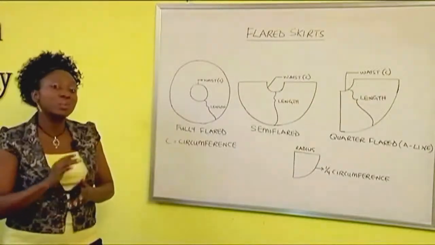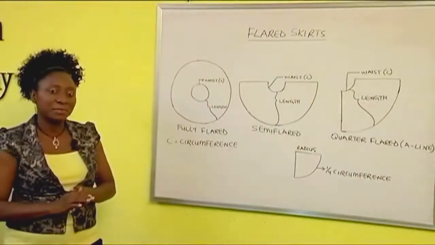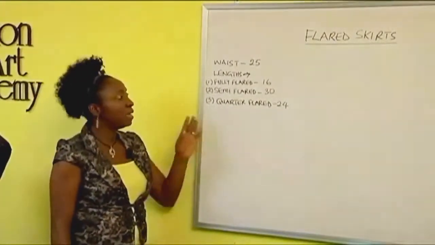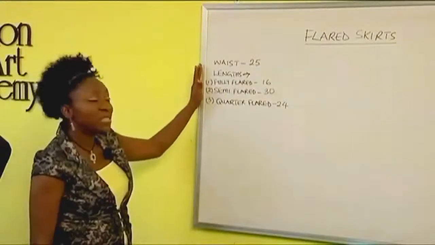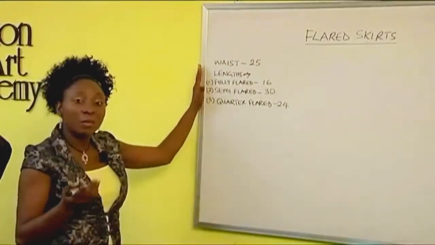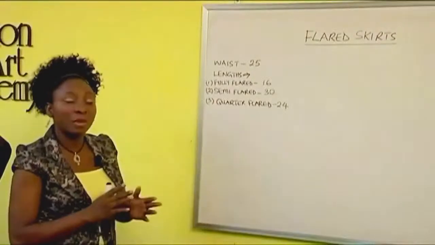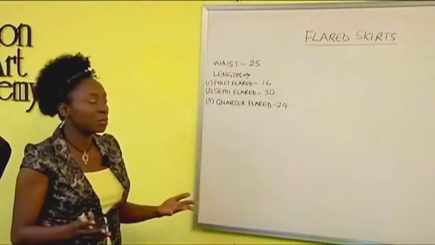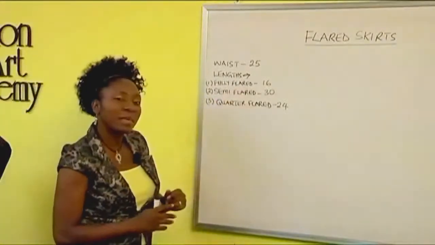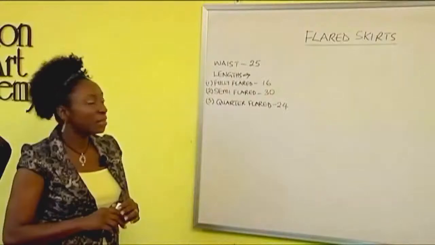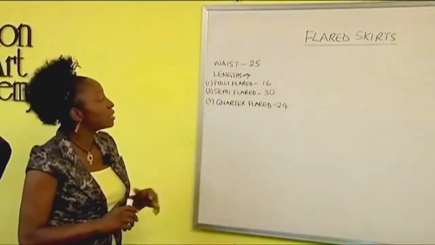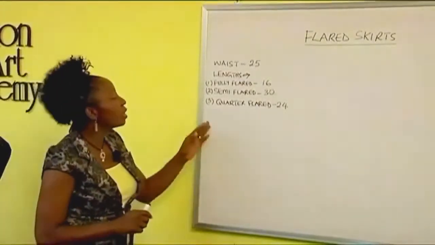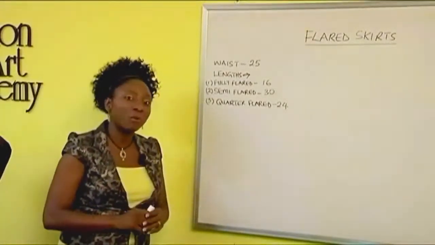So why don't we look at the measurements we will need to make our skirts. These are the measurements we're going to use. We have the waist, which is a known measurement: our waist is 25 inches. Now we have 3 different lengths to practice with. For the fully flared, we're going to use a mini length of 16 inches. Then the semi-flared length is going to be quite long, so we're going to use 30 inches. Then the quarter flared we're going to use as 24 inches.